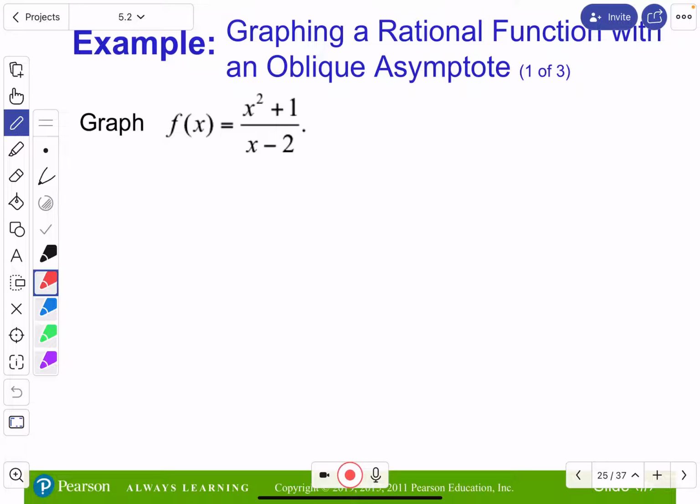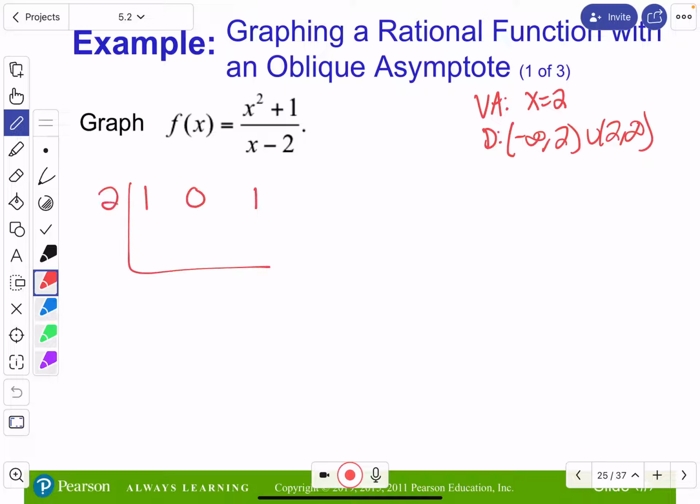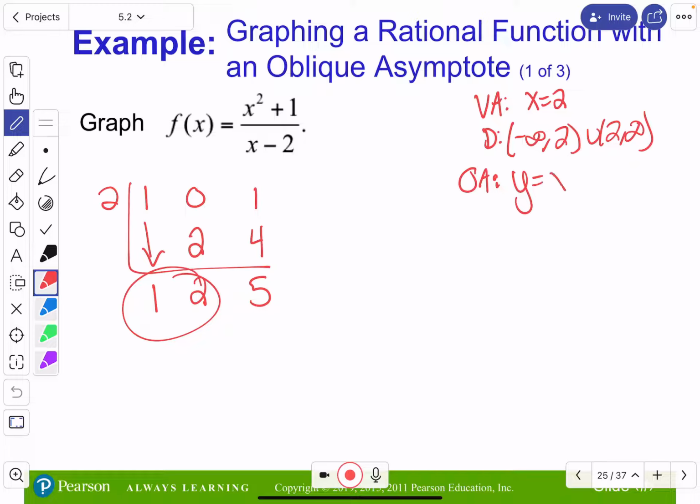All right, let's see. Graphing a rational function with an oblique asymptote. So vertical asymptote, we test the bottom, we get x equals 2. Our domain is -infinity to 2, 2 to infinity. We divide these. So 1, 0, 1 inside, +2 outside. Bring down, multiply, add. Multiply, add. Our oblique asymptote is going to be y equals x plus 2. Y-intercept, we plug 0 in for x, and we would get negative 1/2.